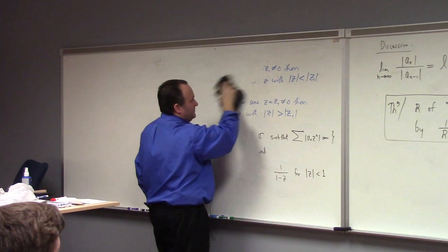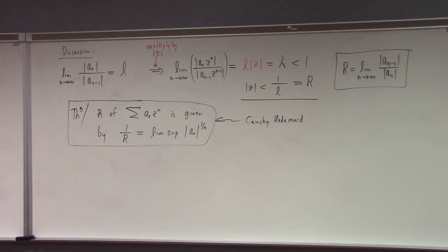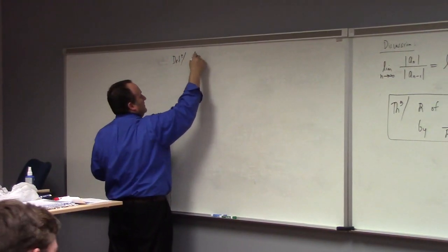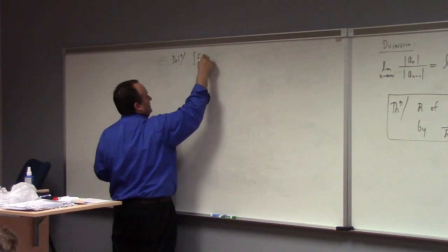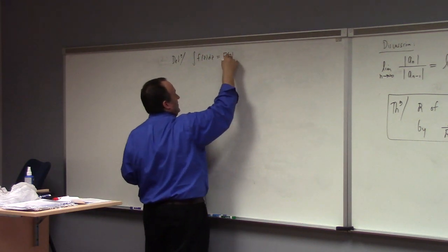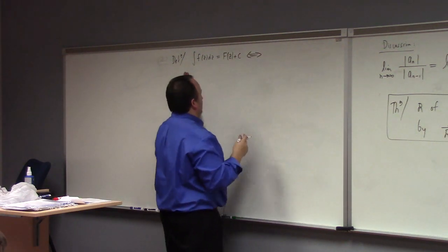And while we're at it, we could level up our game. We should start talking about integrals a little bit, right? So this is going to be important for the next half hour or so of class. What should I mean by this? Definition: the integral of f of z dz equals big F of z plus a constant means what? What does this notation mean for us?